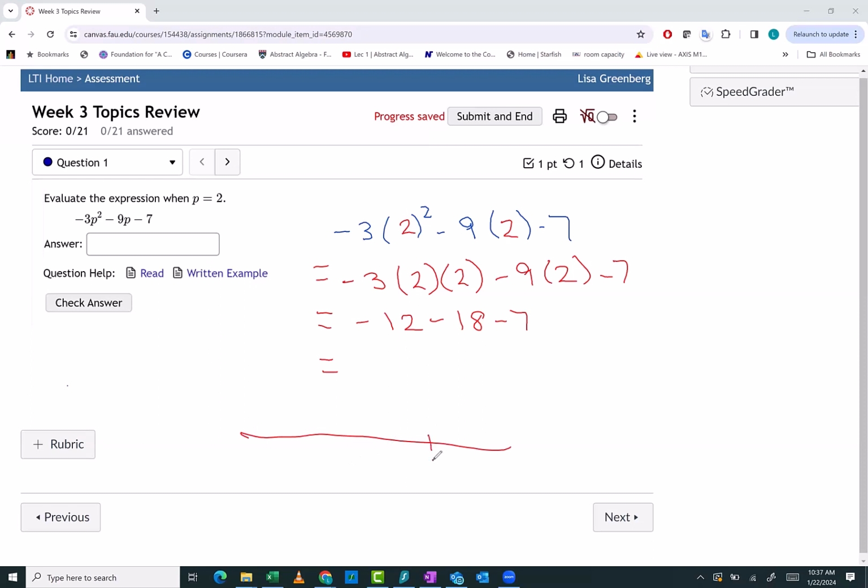So let's say here's 0. Let's say here's minus 12. If I subtract 18, I'm still going this way 18 places, which would give me minus 30. And then I'm going the same direction 7 more times, which gives me negative 37. Because whenever I subtract, I go to the left, and when I add, I go to the right.